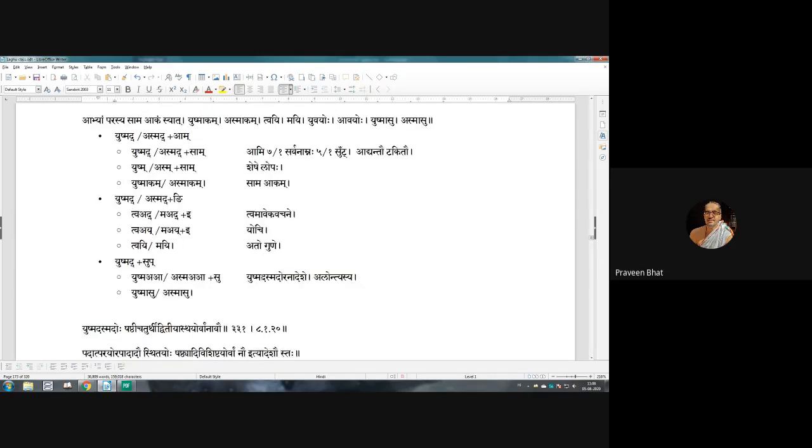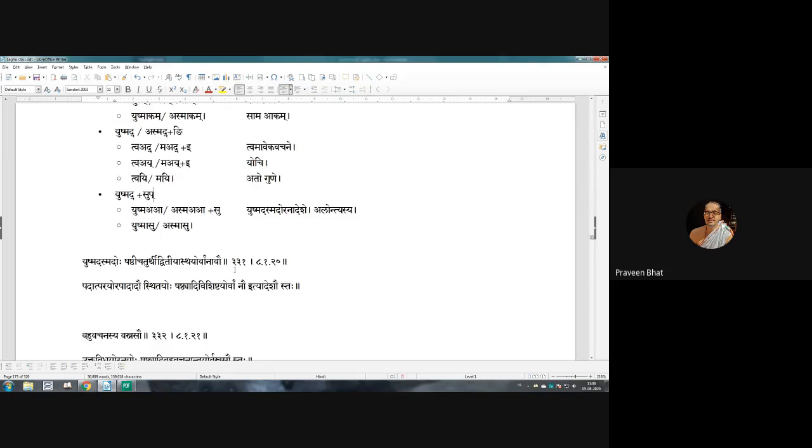So a couple more sutras for Yushmad Asmad Shabda to end for optional forms, because Dvitiya, Chaturthi and Shashti have optional forms in Dvivachana and Bahuvachana. So we'll see that in the next part. Let's stop here.